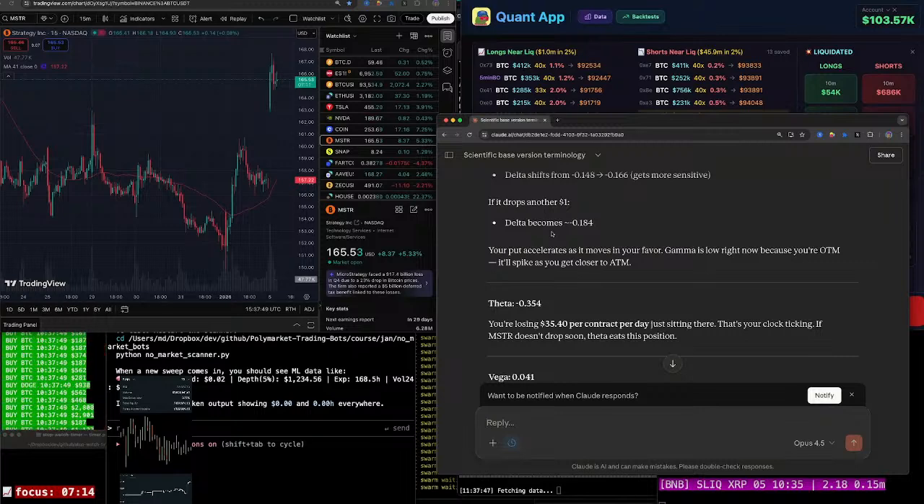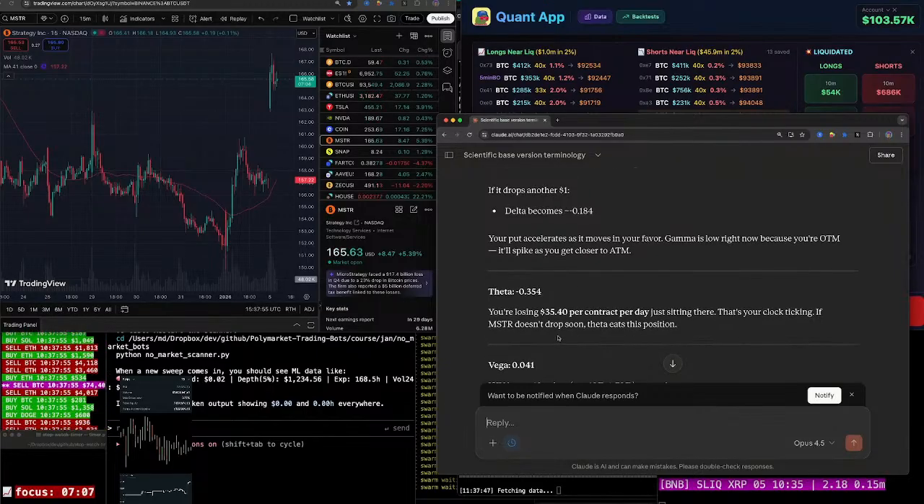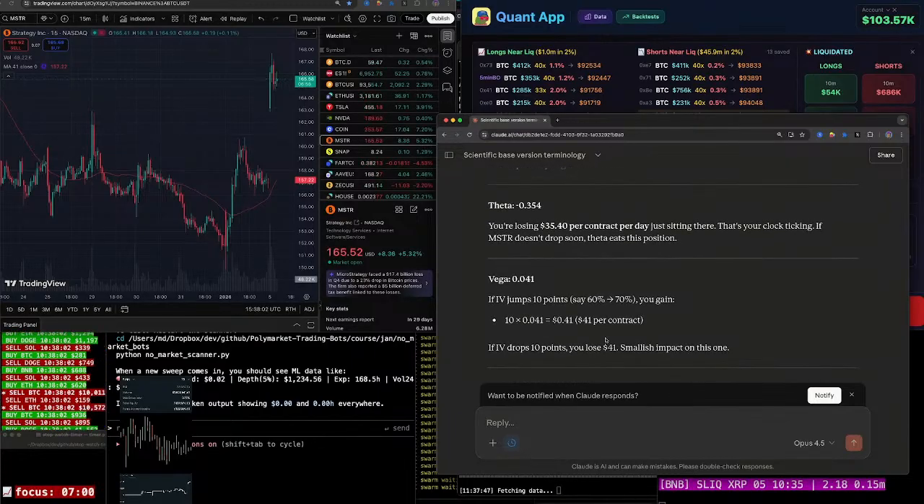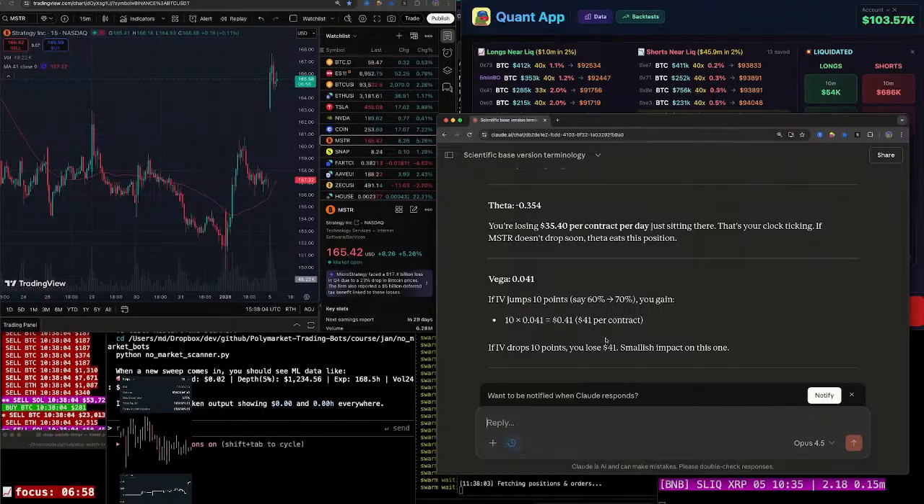Holy moly. So you're losing $35 per contract per day just sitting there. That's your clock ticking. If MSTR doesn't drop soon, theta eats this position. Interesting. Okay, Vega. Let's look at my note sheet. Sensitivity to IV. Vega equals 0.1. News drops, IV options. Can't read my handwriting. Option gains from 10 times 0.1 equals 100 per contract. So theta, at this moment, is negative 0.35.